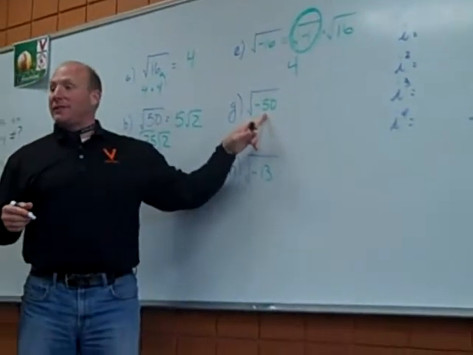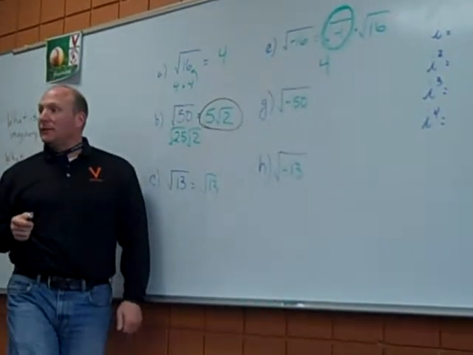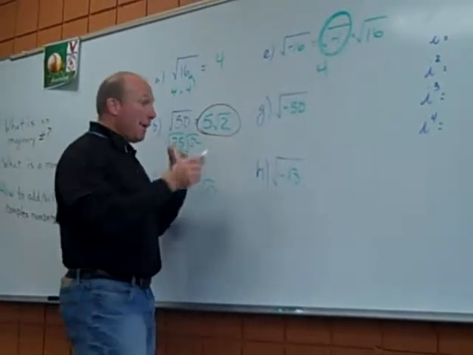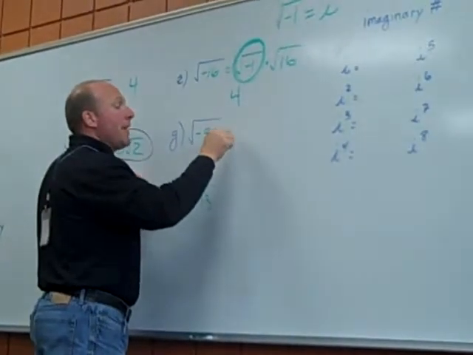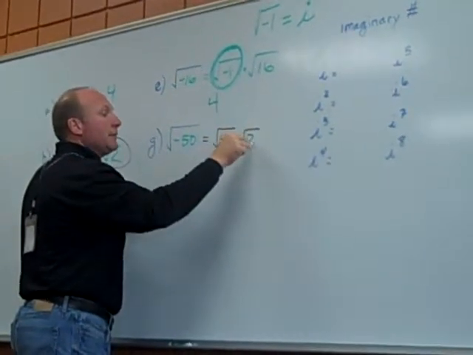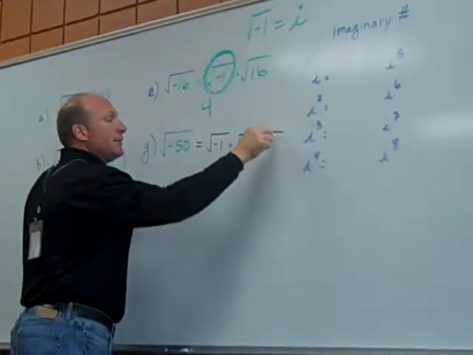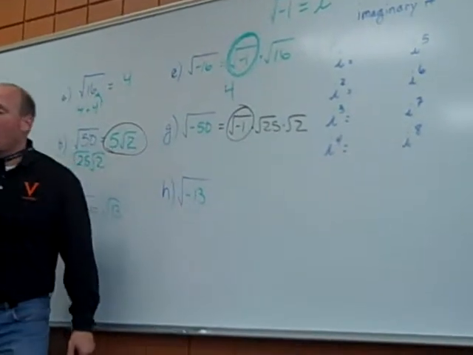What about here? What's this going to be? Exactly the same, except what? How are we going to write it? Again, here's the thought. Square root -1 times square root 25 times square root 2. What does this equal to?